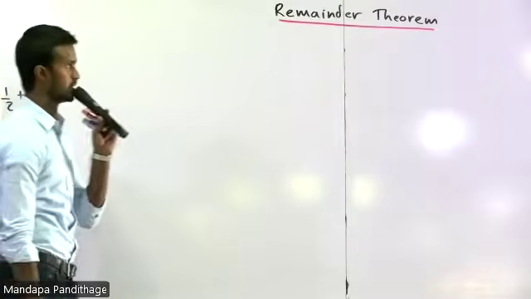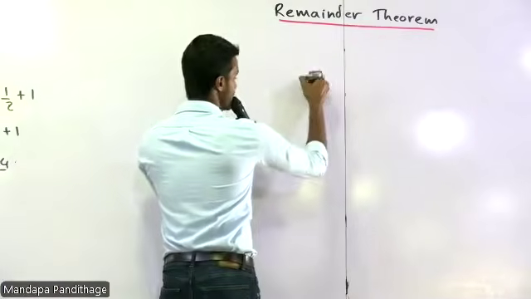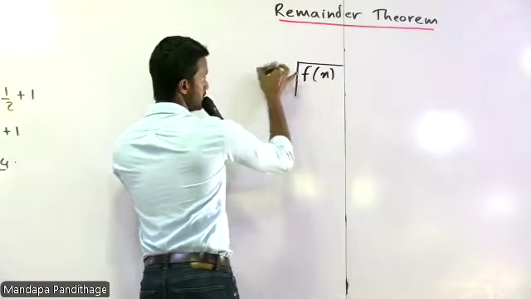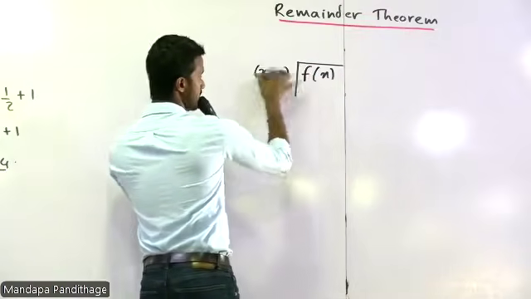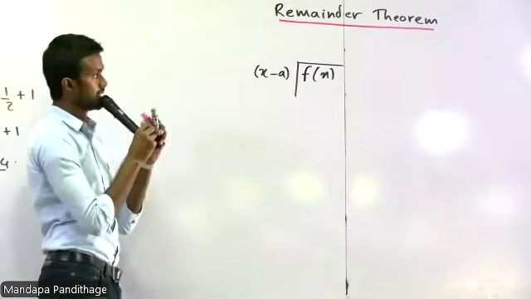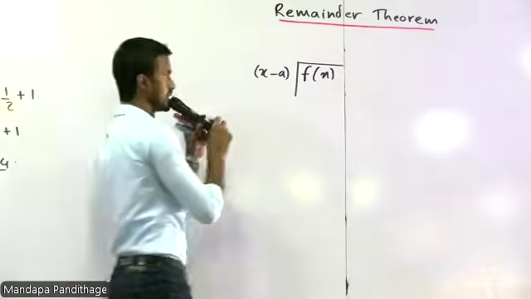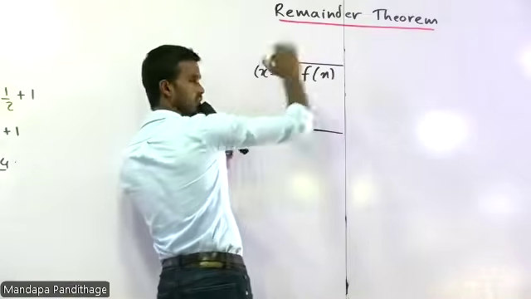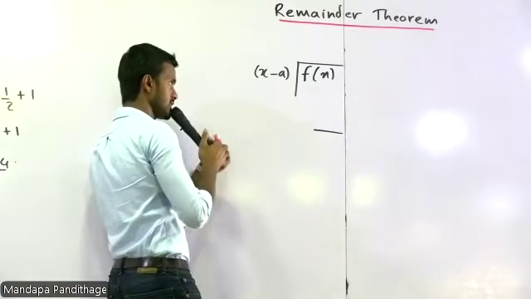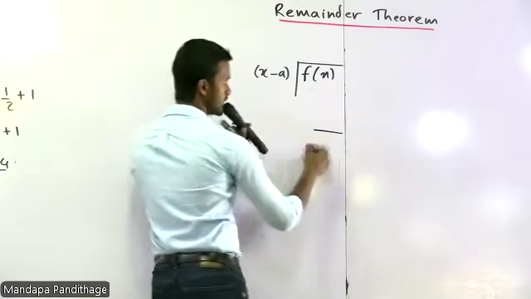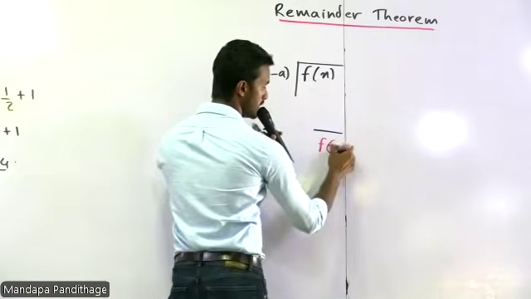Okay, easy one. When f(x) is divided by the divisor x minus a, the remainder theorem states that the remainder, so the remainder theorem is about the remainder, it's not talking about the quotient. When f(x) is divided by x minus a, the remainder theorem states that the remainder is f(a).